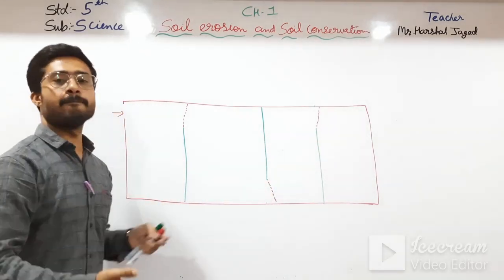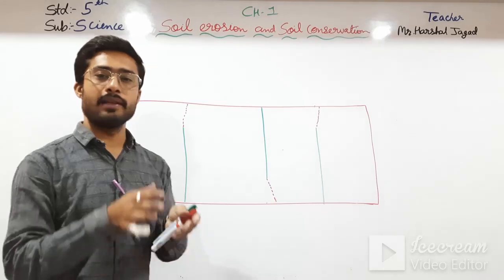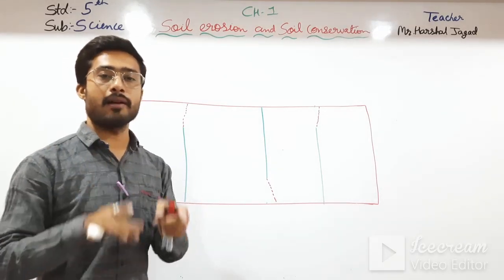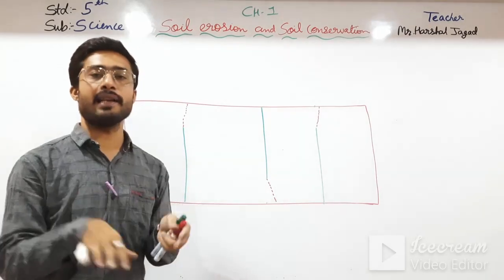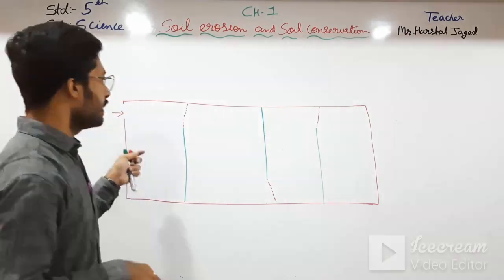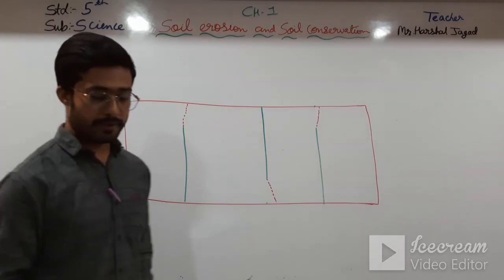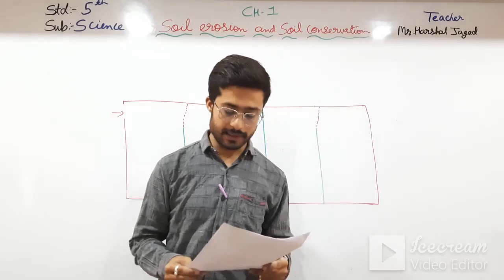So turn by turn, all the grass will be grazed, but the overgrazing will not happen to the farm or any ground. Okay, students. Now, see here, some of the description is given. I am just reading the description only.